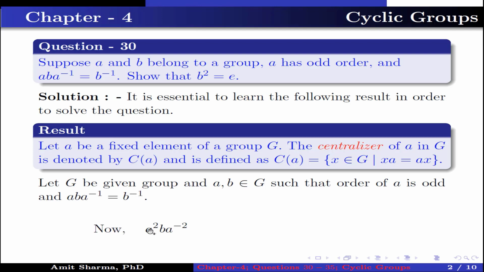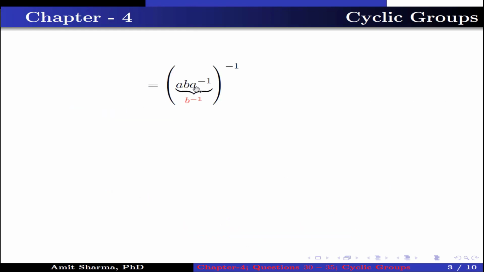Now consider the element a square b a to the power minus 2, which is written as a into a b a inverse into a inverse. The value of a b a inverse is b inverse, which is further written as a b inverse into a inverse, which is further simplified as a b a inverse whole inverse. Why is it so? Because the inverse of a b is b inverse a inverse. Now the value of a b a inverse is b inverse. When we calculate b inverse to the inverse, it is equal to b. This implies a square b a to the power minus 2 is equal to b.